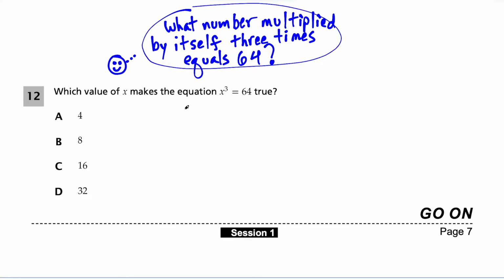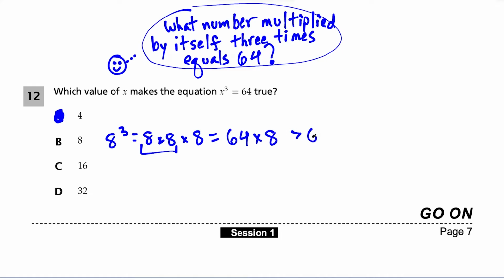If we go through process of elimination, let's say we started at choice B. I know the answer is A, but let's see why the other answer choices are no good. 8 to the third power is 8 times 8 times 8. And 8 times 8 is 64. So if I have to do 64 times 8 now, this is already greater than 64. That's why choice B can't be the answer. And if I just increase the value of the thing I'm raising to the third power, this is definitely going to be more than 64, and so is this. So that's why it's got to be choice A.